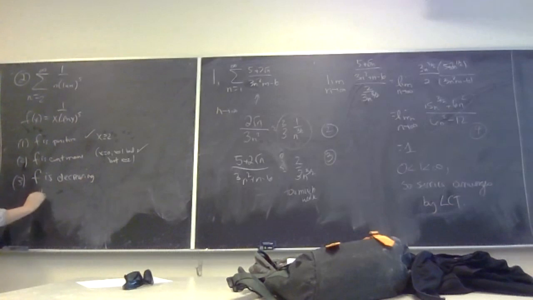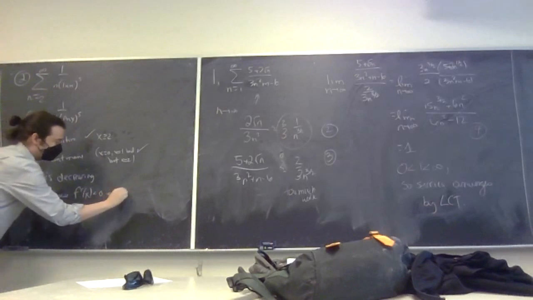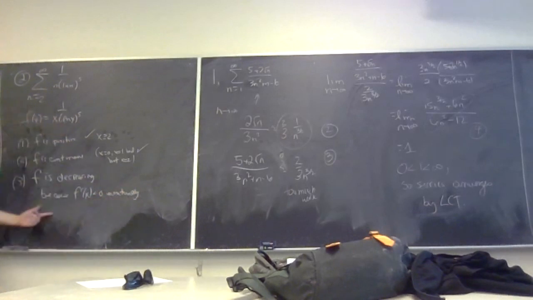F is decreasing because f prime of x is negative eventually. Now that is a beautiful piece of mathematical BS right there, because it means you know what to do, you just didn't want to spend the time to do it.